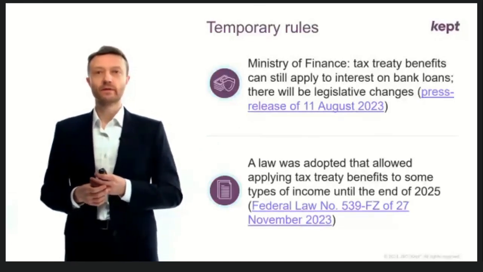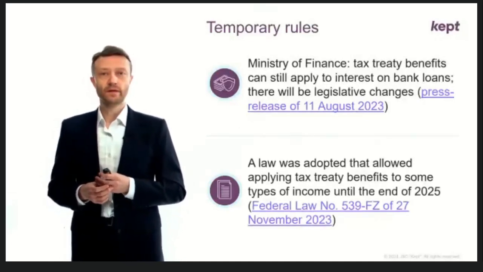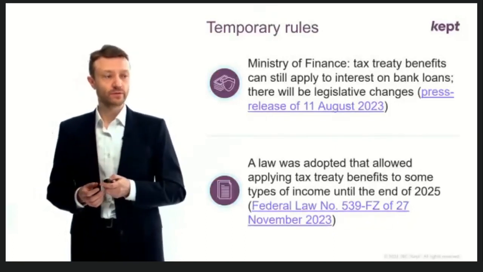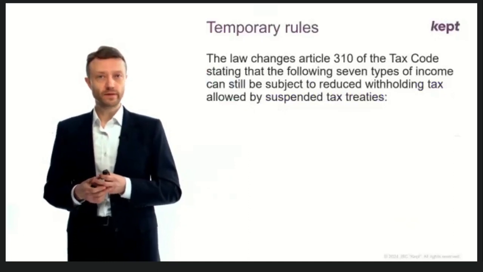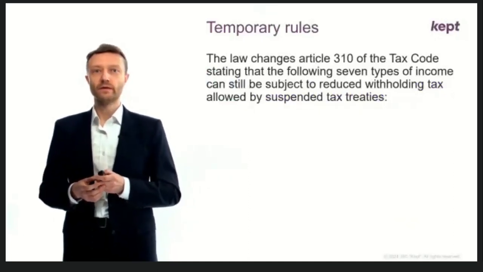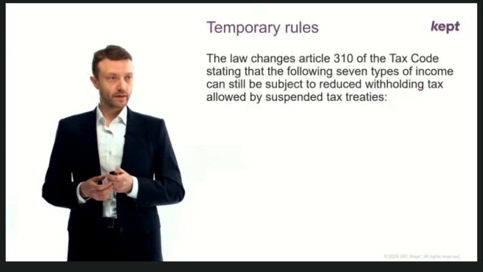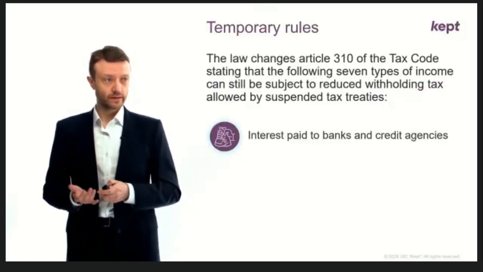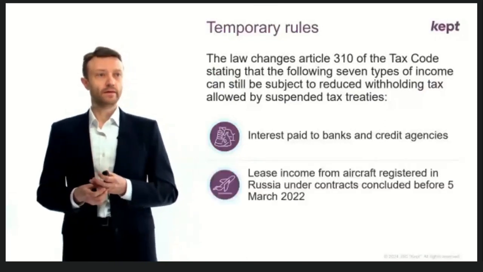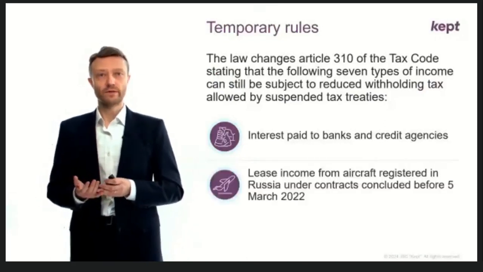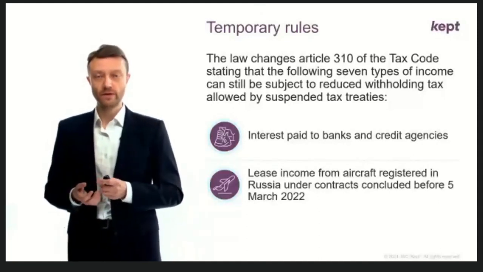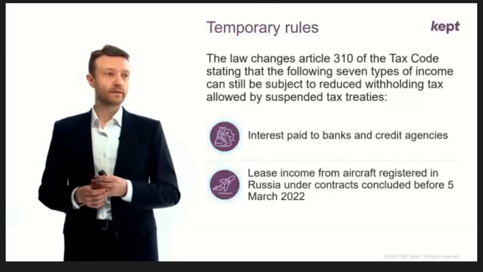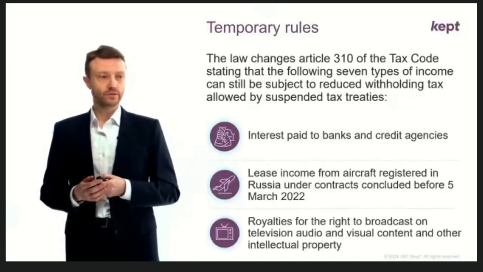A few months later, a law was adopted that allowed applying tax treaty benefits despite the suspension of the tax treaty until the end of 2025 for, strictly speaking, seven types of income. First of all, as was promised, interest paid to banks and credit agencies. What else? Lease income from aircraft registered in Russia under contracts concluded before the 5th of March 2022. So, lease income from aircraft under certain conditions.